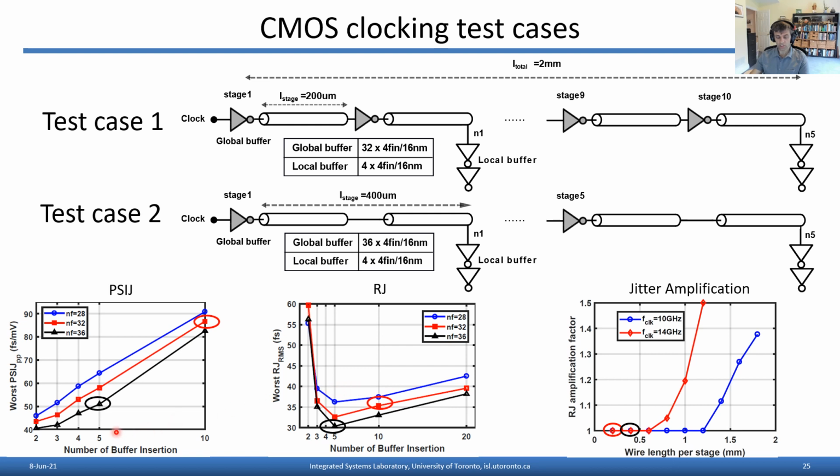So our expectation is that using fewer buffers will help, and that we can size up the buffers since we've got fewer of them and still burn less power than what we're burning in case 1. This is, I think for some people, counterintuitive, that you're actually better off with pumping more power into fewer buffers. You're going to win in terms of PSIJ, RJ, and as long as you avoid jitter amplification, it's all good.